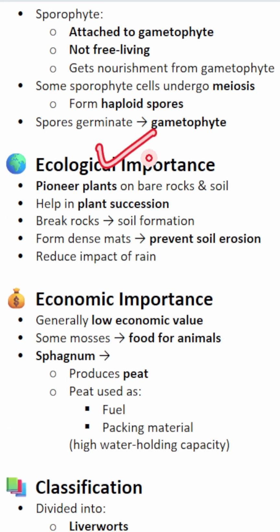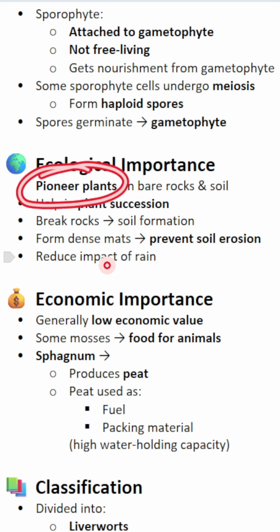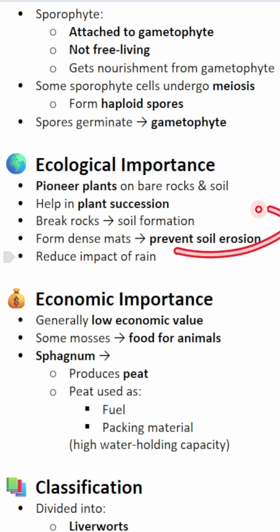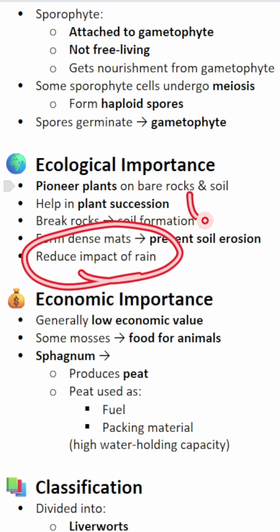And we have certain ecological importance. When we go to the chapter on plant succession in ecology, we find they are the pioneer plants on rocks. That means they are the first plants in plant succession, and they help in succession of plants. They break the rocks and convert them to soil. Weathering of rocks is done by these lichens and bryophytes, and from dense mats, they prevent soil erosion. Very important. They are very compactly present on the soil and prevent soil erosion. They reduce the impact of rain. These are the ecological importance.